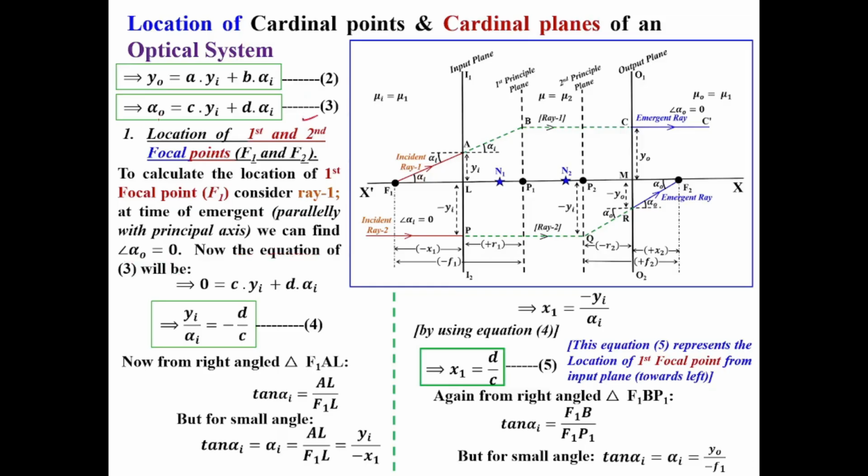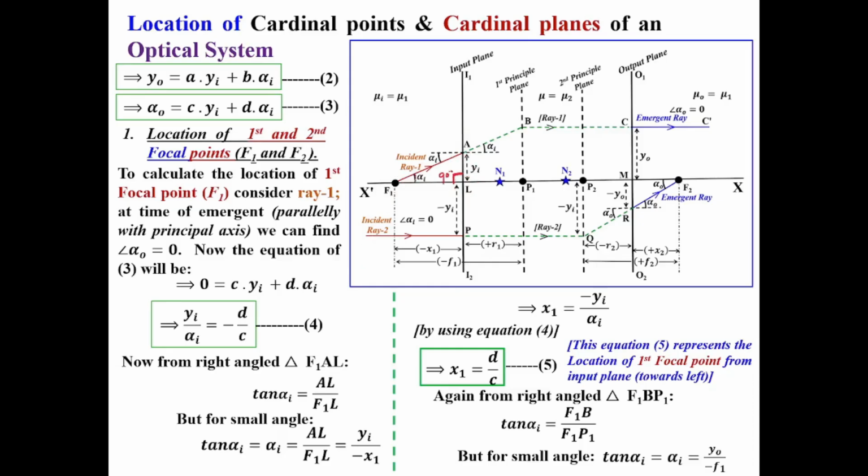Here we have to substitute alpha O equal to 0. That implies 0 equal to C into yi plus D into alpha I. So that implies yi by alpha I equal to minus D by C. Let this be your equation number 4. Now consider right angled triangle F1AL. Here this is your F1, this is your A, this is your L. In F1AL, at point L this angle is your 90 degree, right?